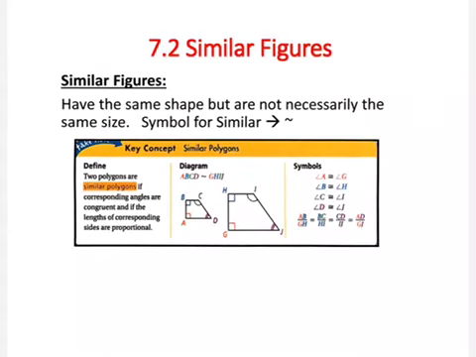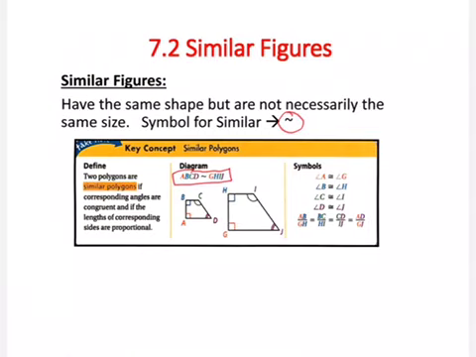Section 7.2, Similar Figures. Similar figures have the same shape but are not necessarily the same size. To indicate similar, we use this symbol in between the two statements. So in the diagram here they tell you that quadrilateral ABCD is similar to quadrilateral GHIJ, meaning that they have the same shape but they are not necessarily the same size.